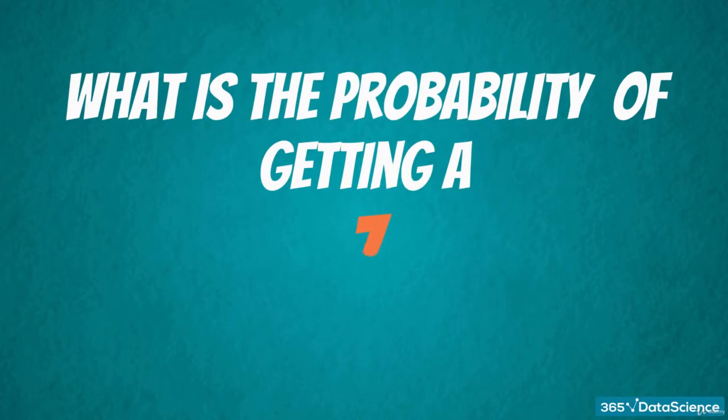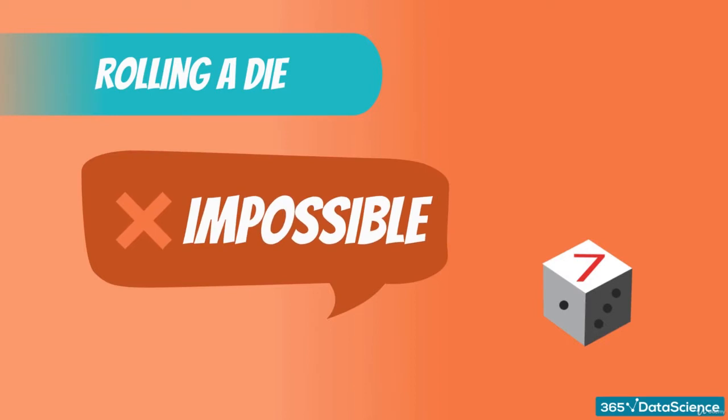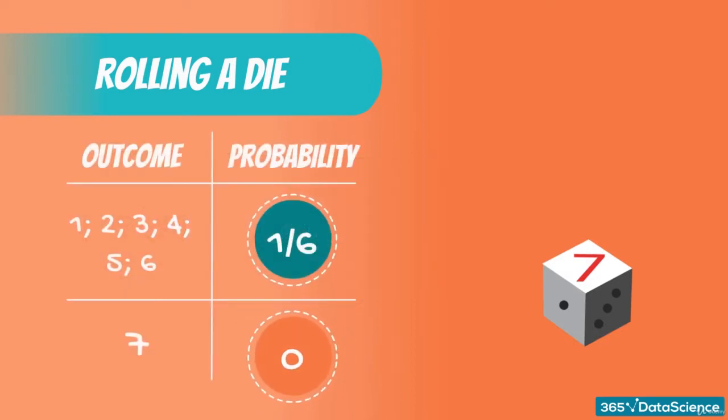Now, what is the probability of getting a 7? It is impossible to get a 7 when rolling a single die. Therefore, the probability is 0. Okay, let's generalize. The distribution of an event consists not only of the input values that can be observed, but is made up of all possible values. So, the distribution of the event, rolling a die, will be given by the following table.